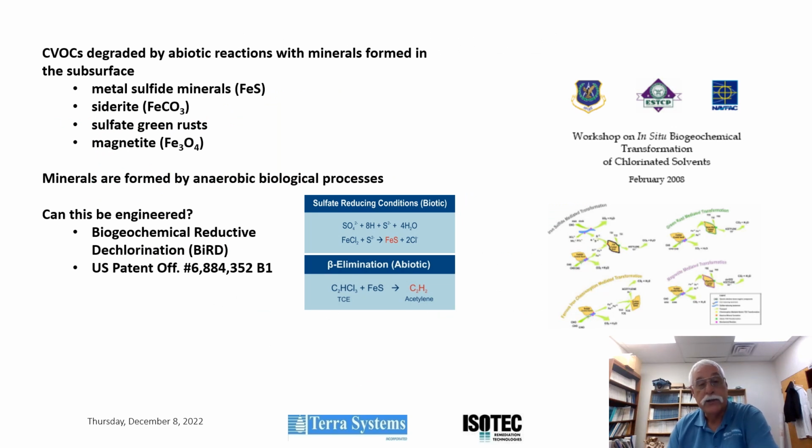Other abiotic reactions can occur with minerals formed in the subsurface under anaerobic conditions. These include metal sulfides such as ferrous sulfide, siderite, sulfate green rust, and magnetite. These materials can react with chlorinated solvents to transform them, and this process can be engineered. There was a patent issued, 6884352 B1, for biogeochemical reductive dechlorination by adding substrate, sulfate, and iron. Other workshops and papers have explored how to stimulate this process.